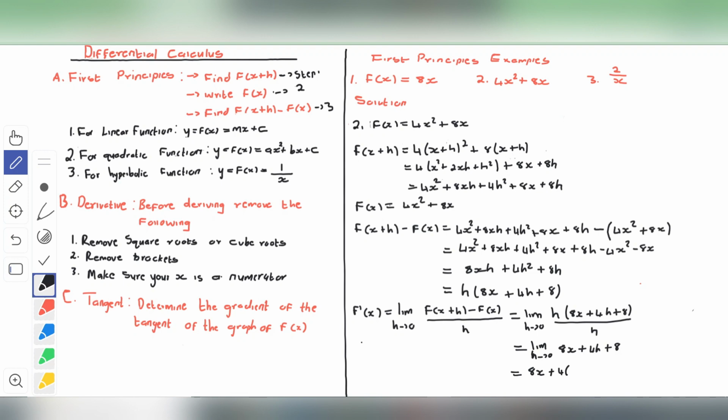Where we see h, we are going to put what? 0, right? Therefore, we can see that the final answer is what? 8x plus 8. And then we are done solving the quadratic function using the first principle. So you can see that, guys, from the quadratic function, the aim is to do what? From the third step, you must be able to take what? H as the common factor. That is the aim. That is the aim.